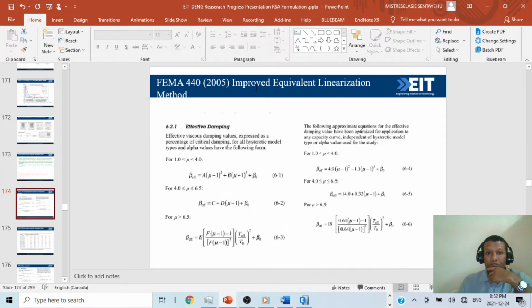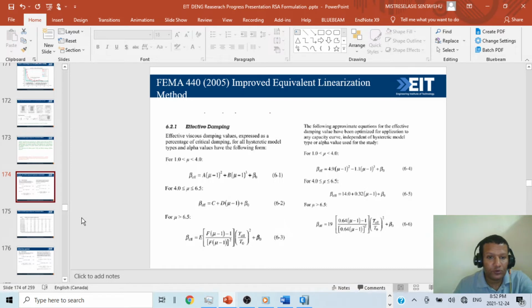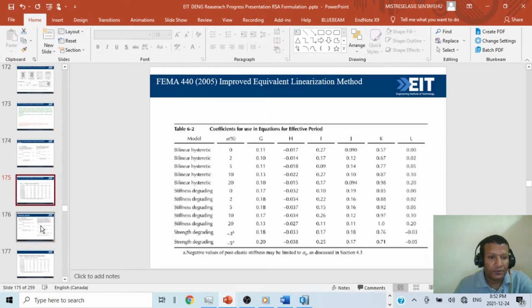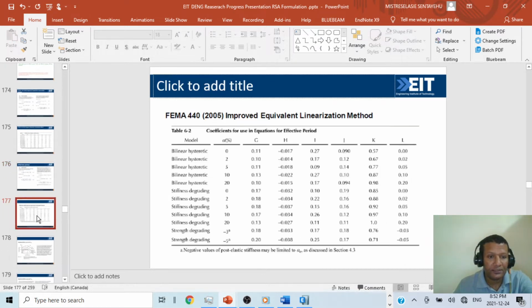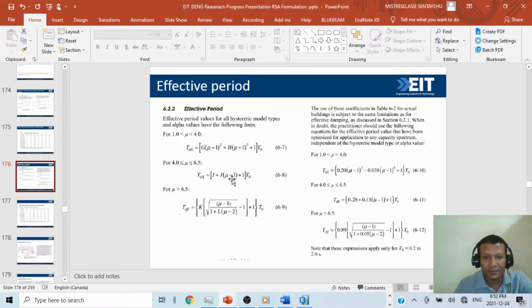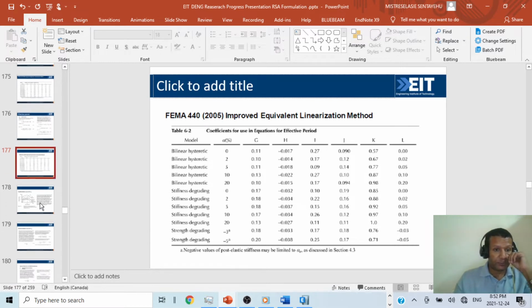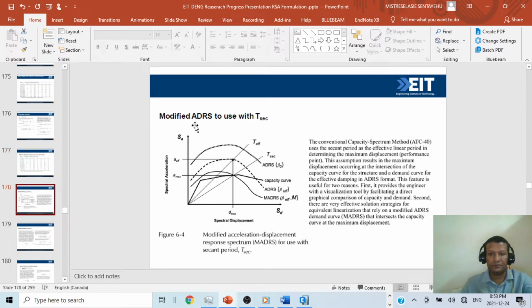Okay, so for improved equivalent linearization, please go through it. This is the formula. They added A, B, C, D terms, and we have a table also. I just brought it here to show you. The formulas for the effective period also changed. Here, as you can see, every coefficient and how to calculate it. They came up with this formula. They also modified the ADRS to use T secant. Please go through and read it.